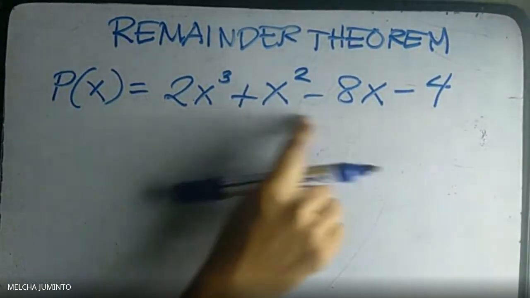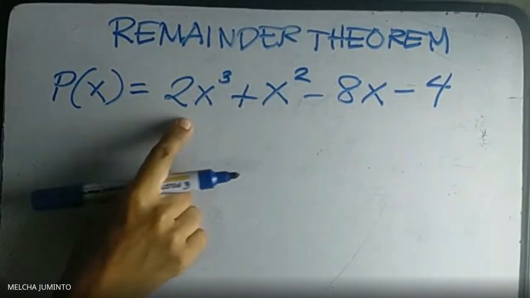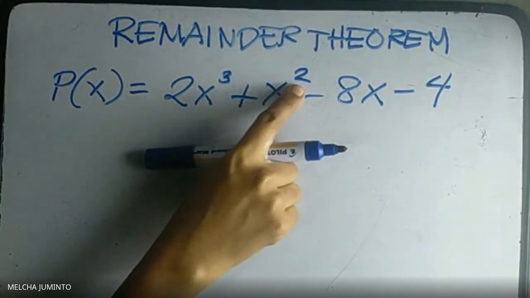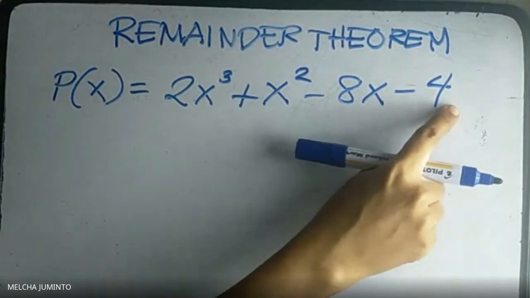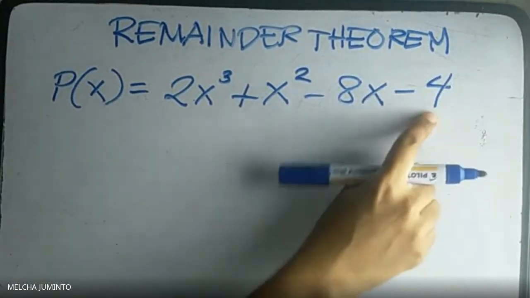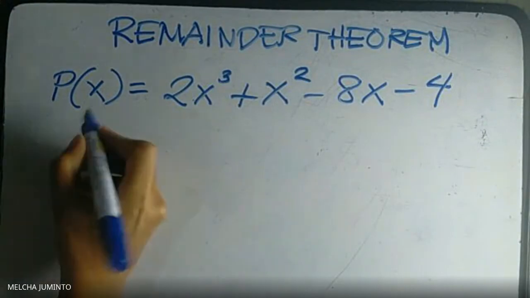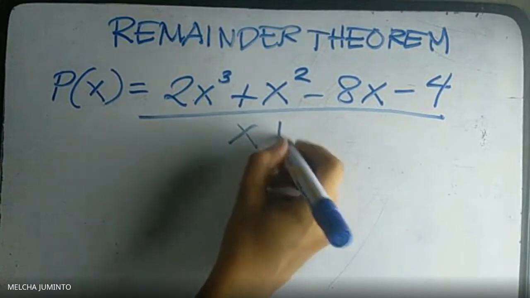The polynomial is arranged properly, in descending order. The first term has the highest exponent, 3, the second term 2, and then the third term has exponent 1. The last term has exponent 0, x raised to 0, which will give us the constant negative 4. And then the divisor of this polynomial is the binomial x plus 1.